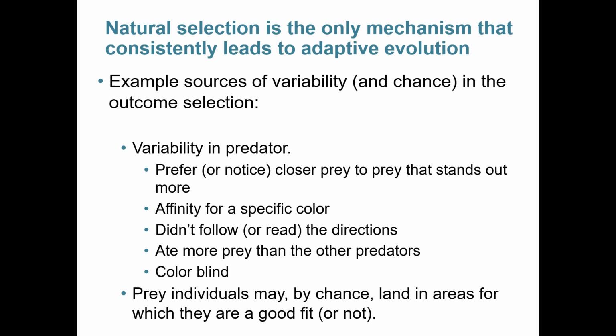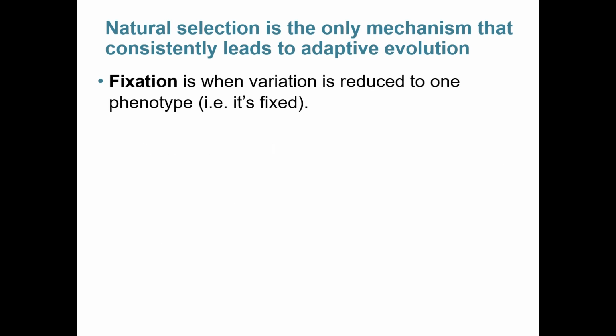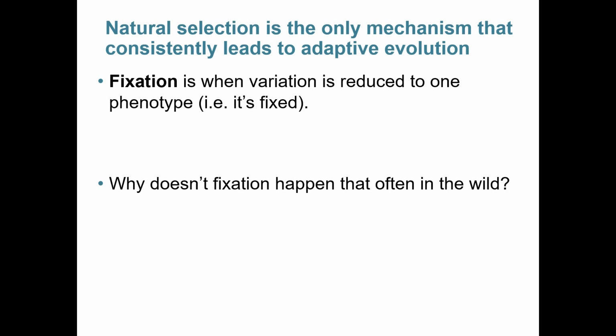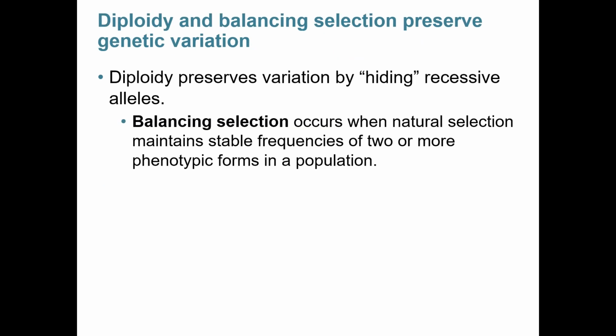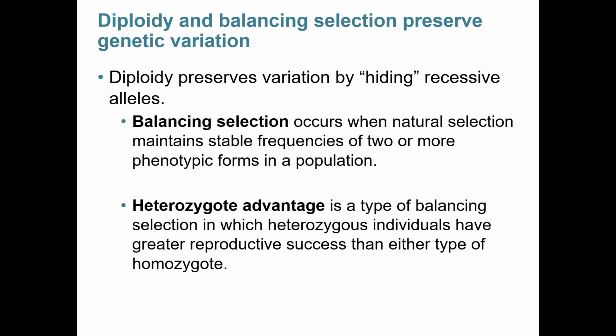One of the things that happened during these scenarios is that in some cases only one color remained. This is called reaching fixation, and that's when variation is reduced to one phenotype. This doesn't actually happen all that often in the wild. So why not? Well, that's because diploidy actually preserves the variation by hiding recessive alleles. And sometimes things like balancing selection occur, when natural selection maintains stable frequencies of two or more phenotypes in a population. There are also situations where the heterozygous form has an advantage, which would mean you would want to keep the recessive trait around.